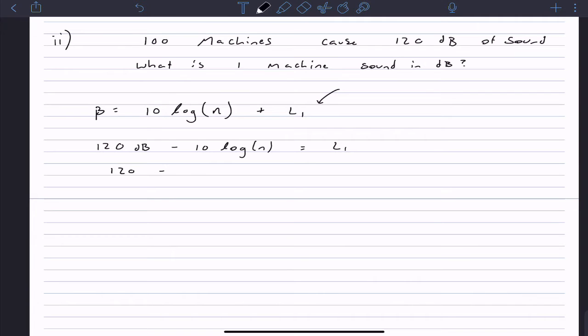So 120 minus 10 log 10. This is 100 sources, right? So it's 10 to the 2 equals L1. Well, now we're left with 120 minus 10 times log of 10 to the 2, so it's 10 to the 2. That's 20. This is equal to 100 decibels, and that is your answer. So they're pretty loud machines overall.